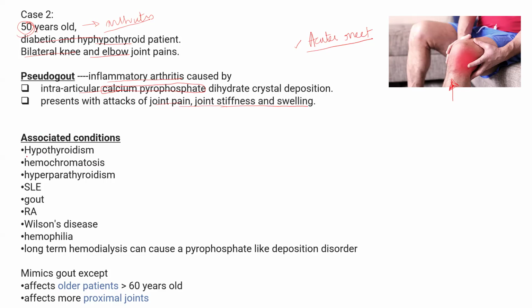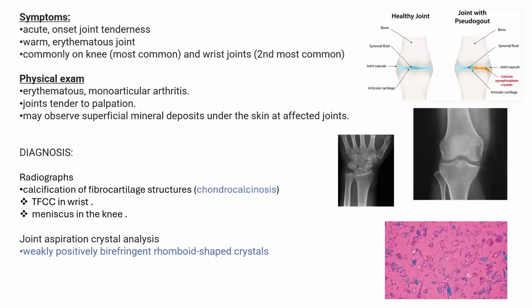What are the associated conditions with pseudogout? We have hypothyroidism, hemochromatosis, hyperparathyroidism, and so on. The point to be noted is that it mimics acute gout symptomatically, except it happens in an older age group and affects more proximal joints like the knee joint or elbow joint. Whereas in gout, we have a younger age group, and it affects distal joints, like the metatarsophalangeal joint and other joints of the foot and ankle.